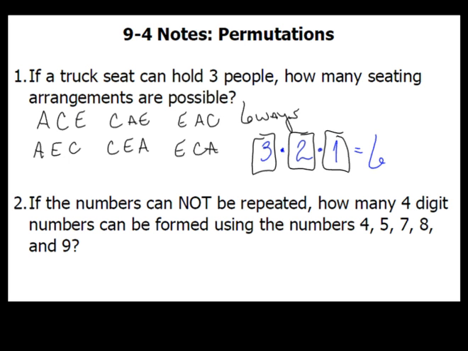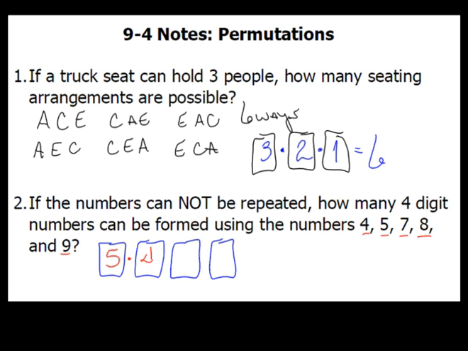And problem number 2, if the numbers cannot be repeated, how many 4-digit numbers can be formed using the numbers 4, 5, 6, 7, and 8? So I've got a 4-digit number, so 1, 2, 3, 4. I have to first find out how many choices I have here. So there's 1, 2, 3, 4, 5 choices. So for my first digit, I have 5 choices. For my second spot, I only have 4 choices. The third spot, I have 3 choices. And the fourth spot, I have 2 choices.